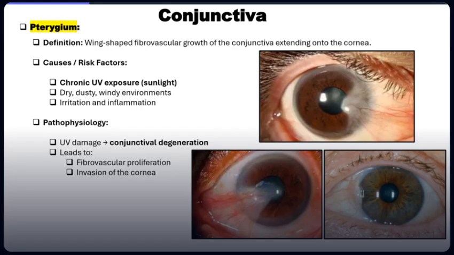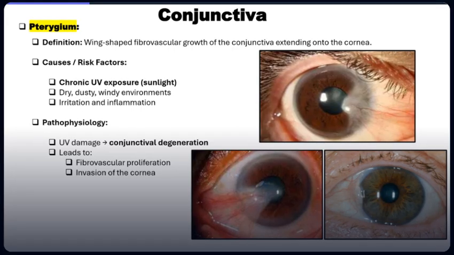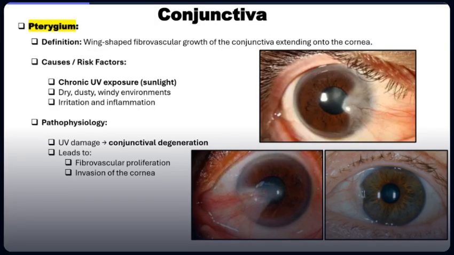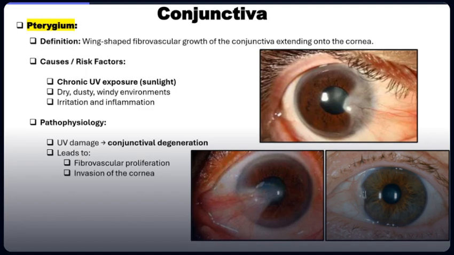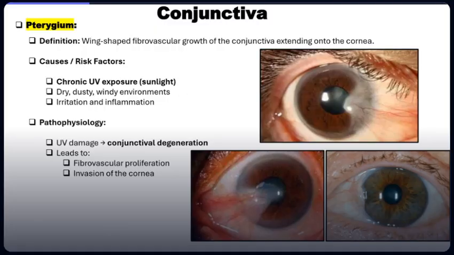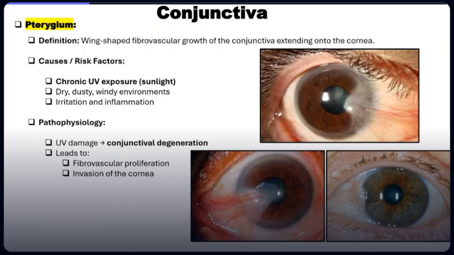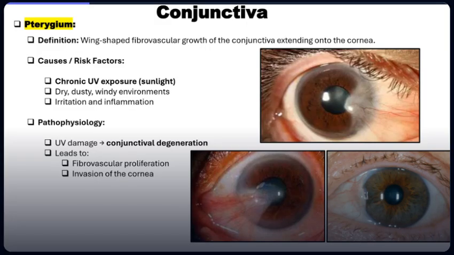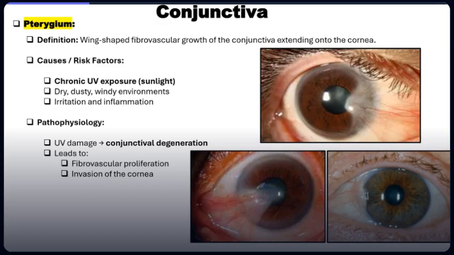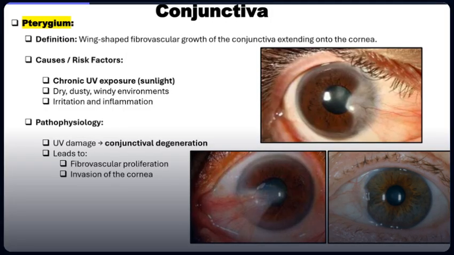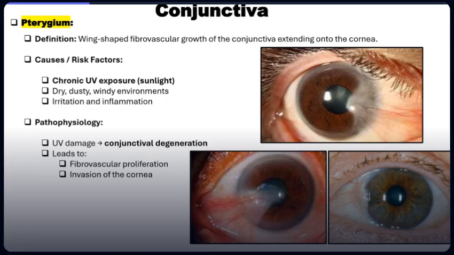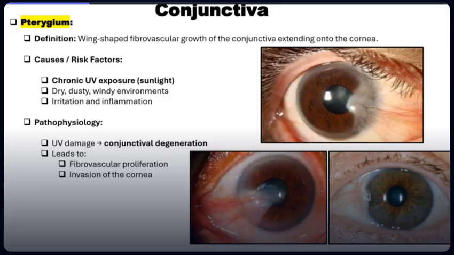A pterygium is an aberrant, wing-shaped proliferation of fibrovascular tissue that originates from the bulbar conjunctiva and actively encroaches upon the corneal surface. This pathological progression is driven primarily by chronic ultraviolet radiation, which catalyzes the degeneration of conjunctival collagen and triggers a cascade of inflammatory mediators and growth factors. As the lesion advances, it physically disrupts the Bowman's layer of the cornea, leading to progressive irregular astigmatism or a total occlusion of the visual axis if it reaches the central pupillary zone.